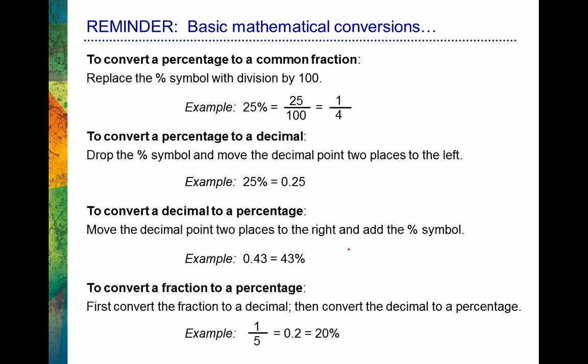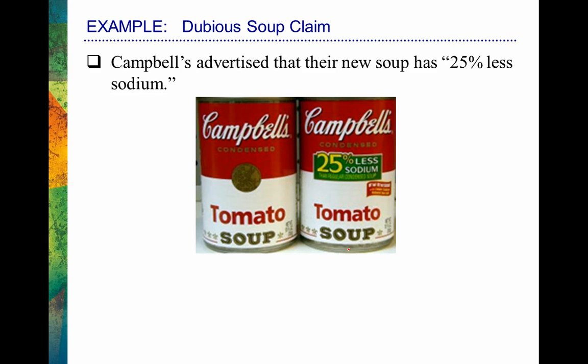All right, that was just some of the basics, just to get you thinking about percentages again. Let me introduce this topic by giving you a little example of a dubious or questionable product claim. And this is from Campbell's Soup. Campbell's at one point advertised that their new soup had 25% less sodium. And as you probably know, soup is often characterized as being a very high salt type of food. So if your new product has 25% less sodium, that sounds good. But my question would be, 25% less of what?